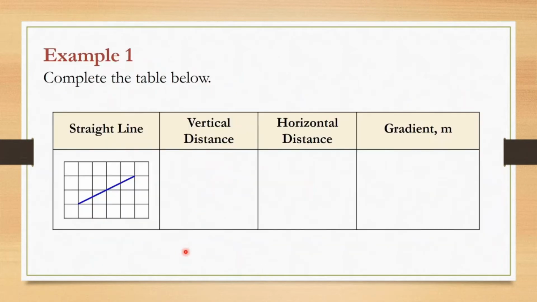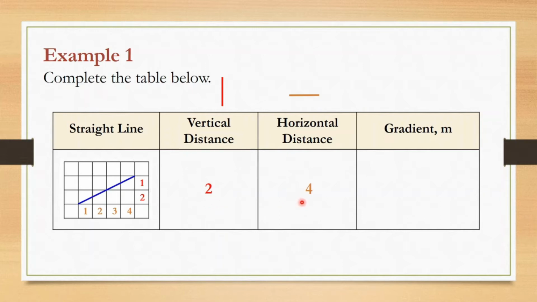Let's look at example 1. Complete the table below. From the diagram, you have to complete the vertical distance, horizontal distance, and finally the gradient M. Vertical distance is something like this, horizontal distance. So now you have to count for the vertical distance. It is a triangle here, right? It is a triangle. So vertical distance, count 1, 2, 2 units. And then horizontal distance will be 4 units. So write 4 here, 4 units.